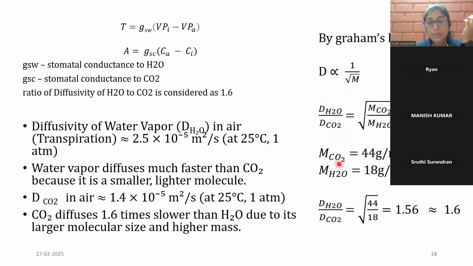We know the molar mass of carbon dioxide is 44, molar mass of H2O is 18. When you substitute these values and solve this, you will get something around 1.56. So it is nearly 1.6. That is why we say that carbon dioxide is diffusing inside the leaf 1.6 times slower than water because of the difference in the molar mass of these two particles.